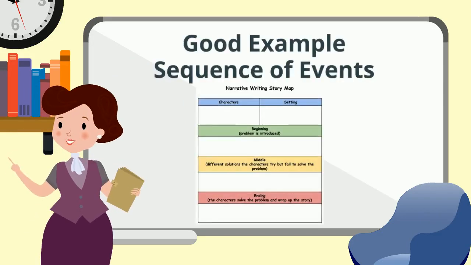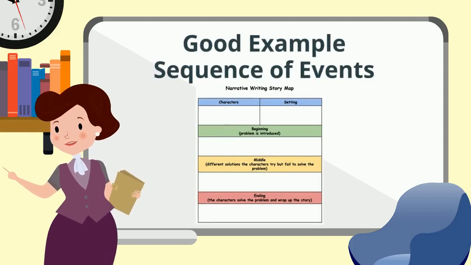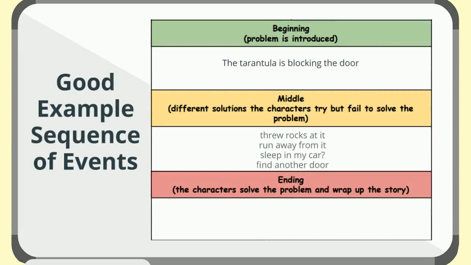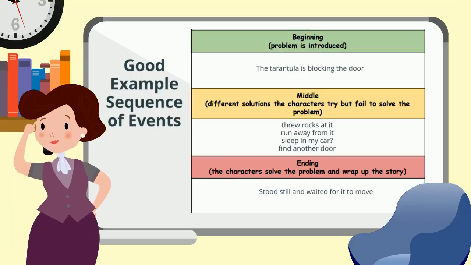Let's look at a good example of sequence of events for a short narrative story. So this narrative comes from my own personal life. The problem was that the front door was blocked by a tarantula. The events I tried was I tried to throw a rock at it, run away from it, possibly sleep in my car or find another door. In the end, the solution was to stand really still and wait for it to move.